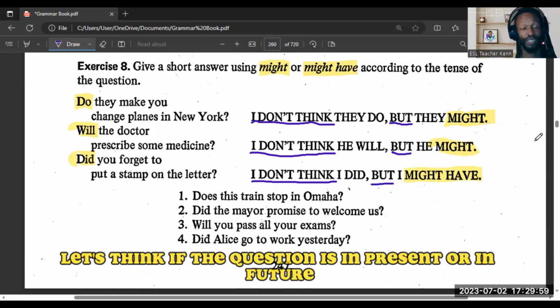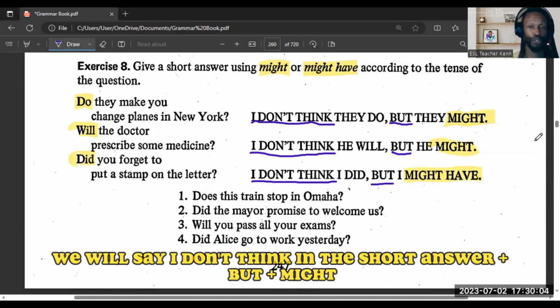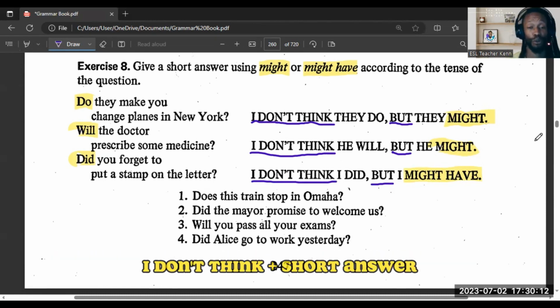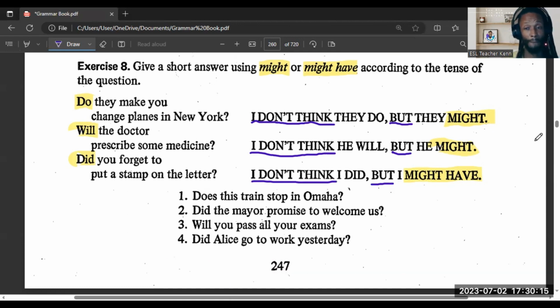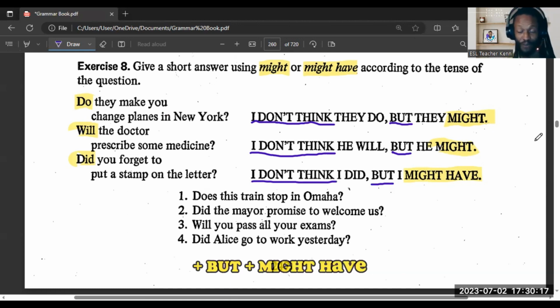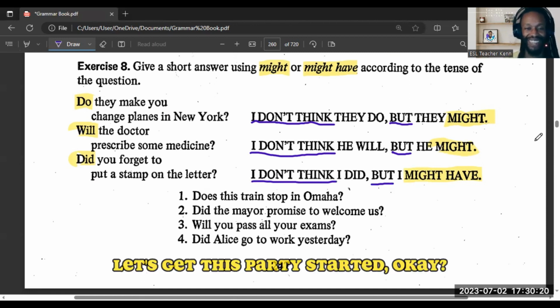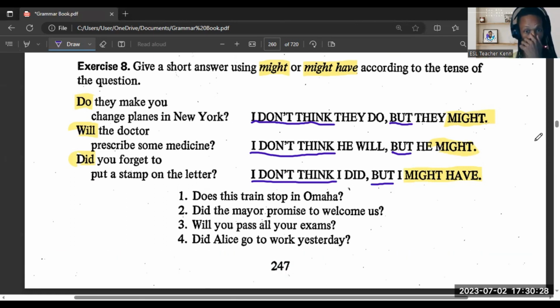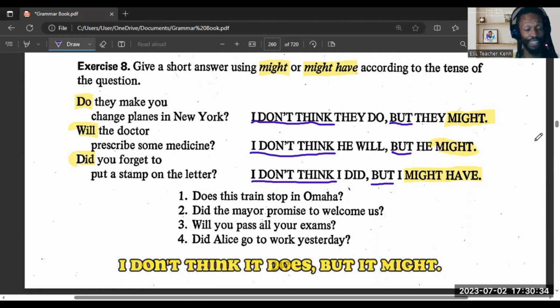So from now on, let's think if the question is in present or in future, we will say, I don't think, and the short answer, but might. And if the question is in past, I don't think, short answer, but might have. Let's get this party started, okay? Number 1, does this train stop in Omaha? What's the answer? I don't think it does, but it might.